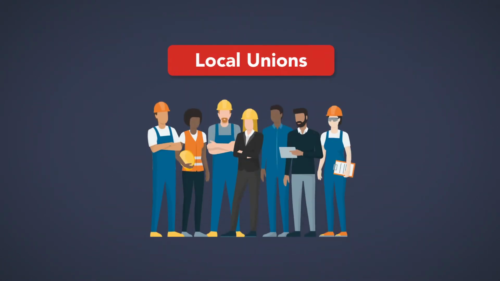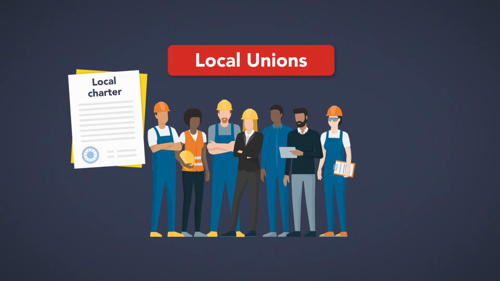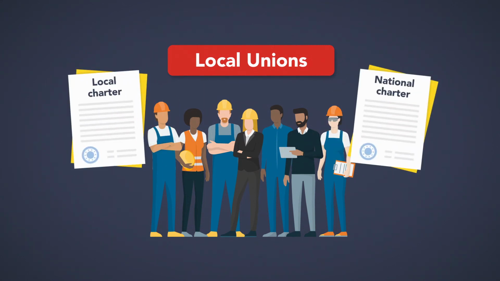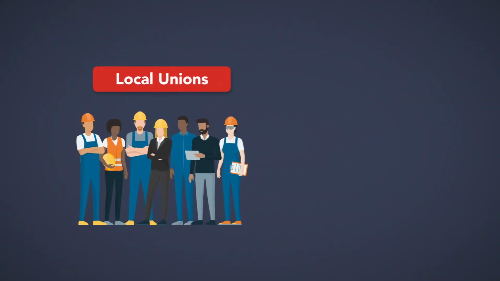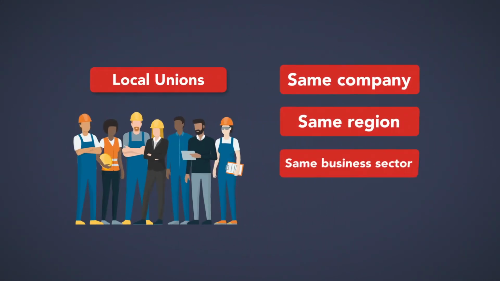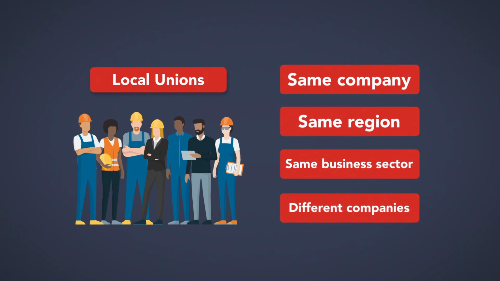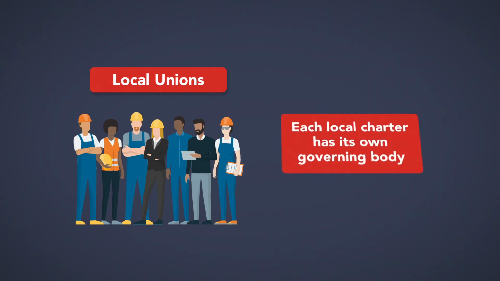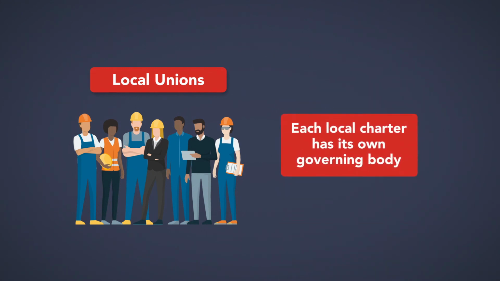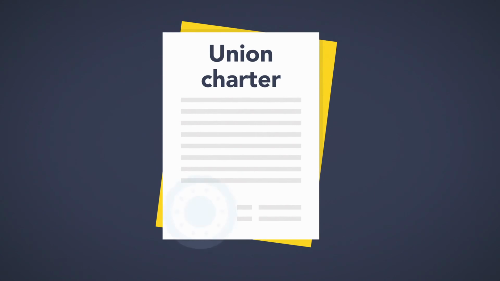Local unions consist of local workers who organize under their own charters or those of national and international unions. Local unions may include members from the same company, region, business sector, or members employed by different companies. Each local charter has its own governing body. Once union leaders draft and ratify organizational documents, the union can be formed in one of two ways.